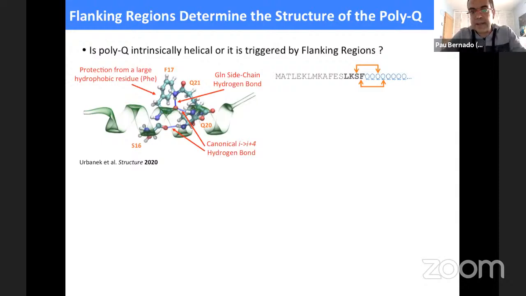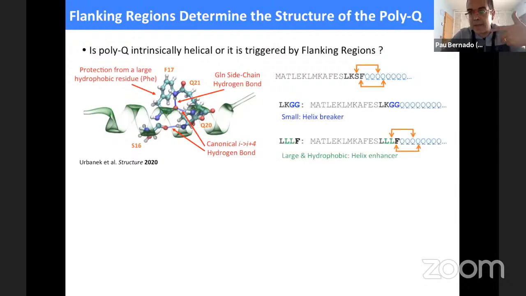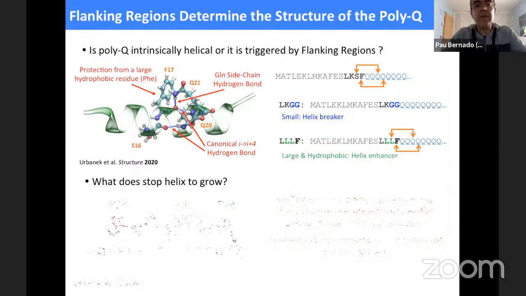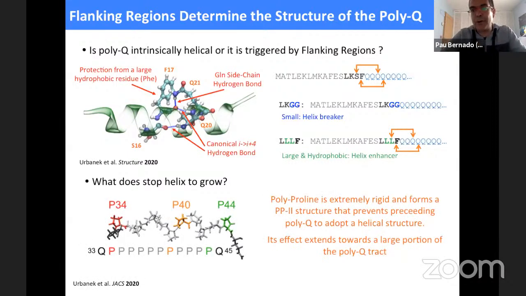We can even prove that by doing mutations in this region: mutating the last two residues of the flanking region to glycines destroys the helicity completely, while adding two leucines enhances the helicity of the polyglutamine tract. And how does it stop? Well, it stops because there is a polyproline tract just after the polyglutamine. We have shown that this is extremely rigid, and we have characterized it a bit. Essentially, this rigidity in the extended form of the polyproline tract breaks the natural helicity of the polyglutamine tract. This is the nice part of the story.